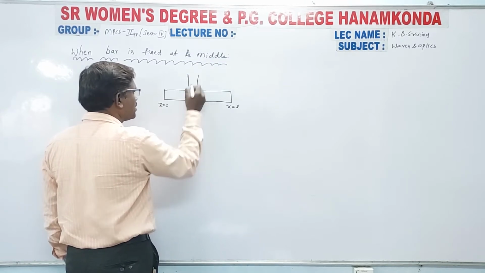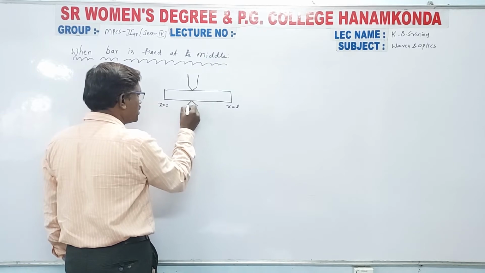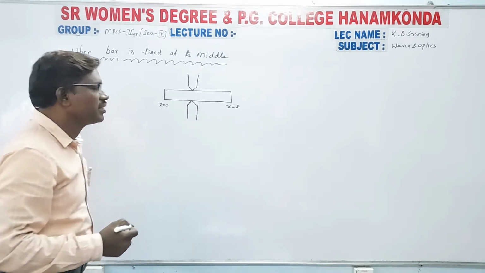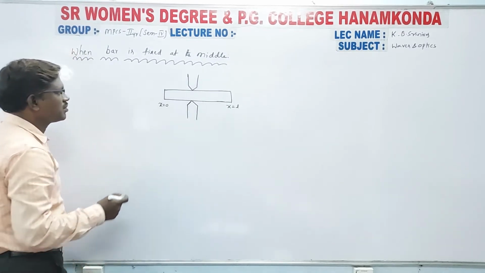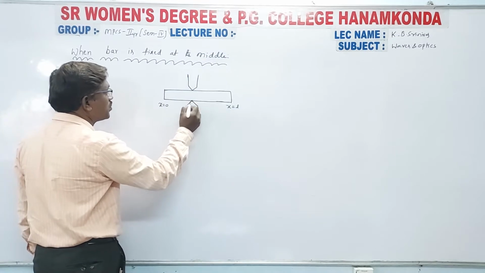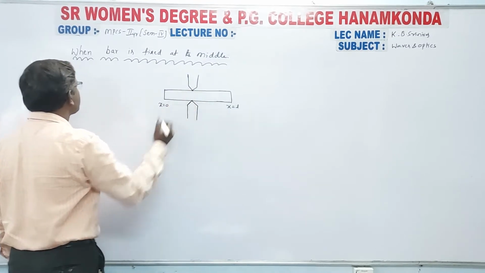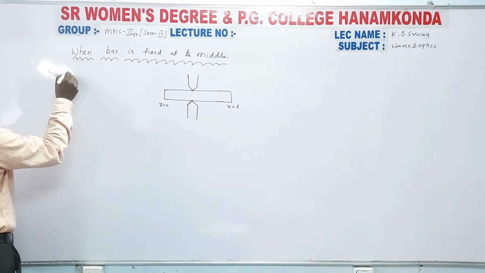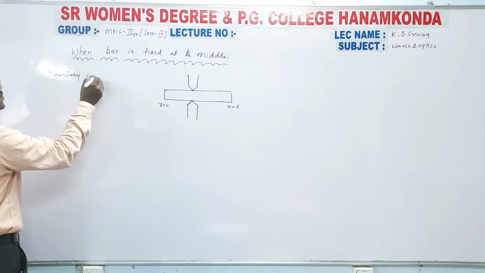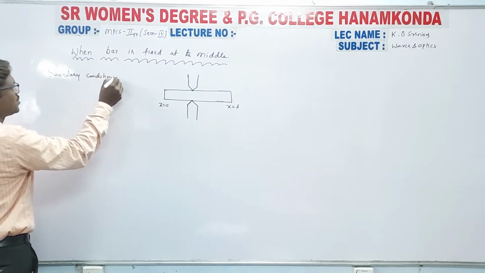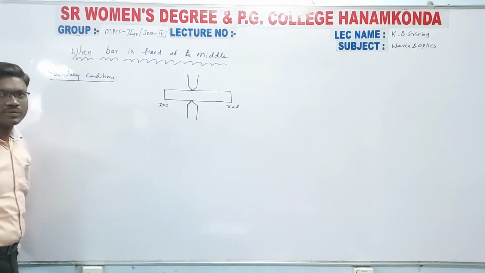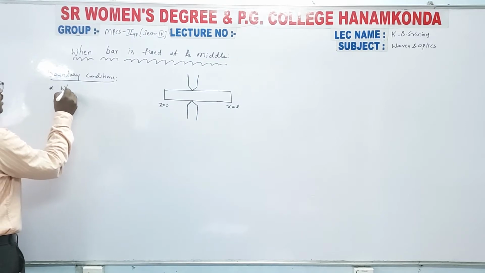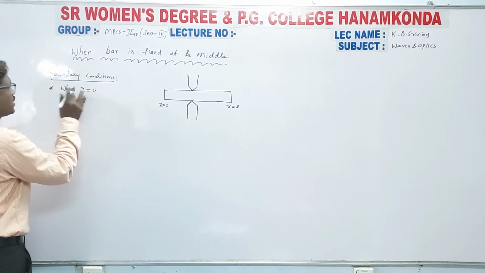So when the bar is fixed at the center and executing longitudinal vibrations, how do we calculate the frequencies of the bar? This is the scenario. What are the boundary conditions for this case? Without boundary conditions, we cannot find the frequencies of the bar. So here we have two boundary conditions.